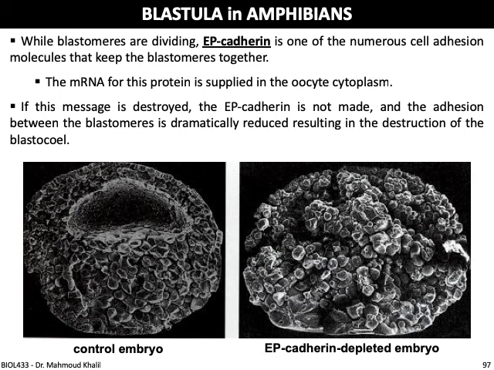So you can see here the control embryo, meaning the embryo is normal. You can see the blastula with the blastomeres, while in this embryo in which E-cadherin is depleted, you will find a massive cell mass with undifferentiated blastocele and no orientation and no differentiation.